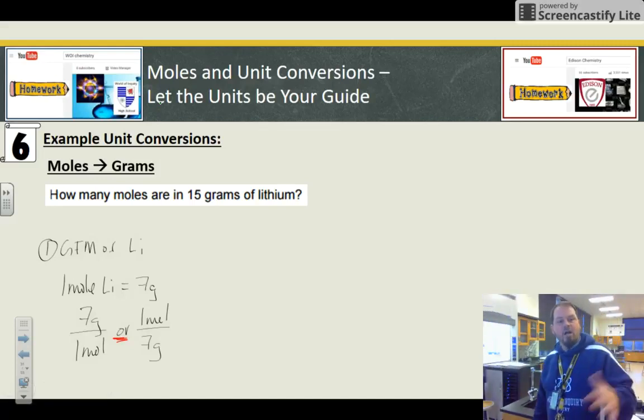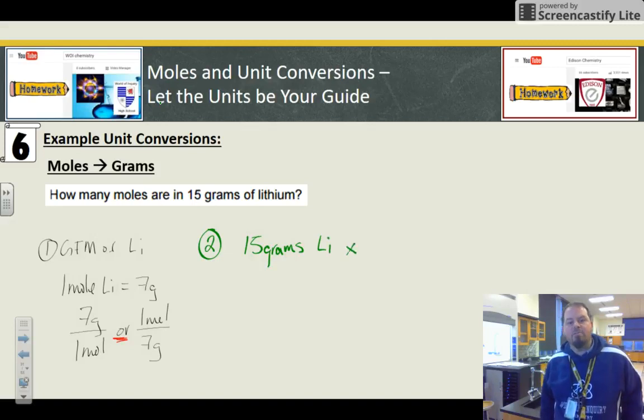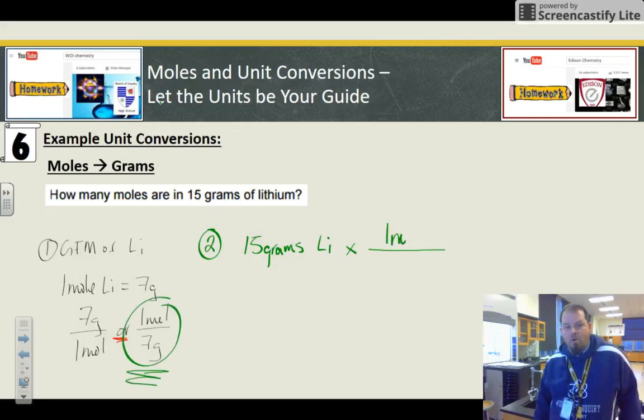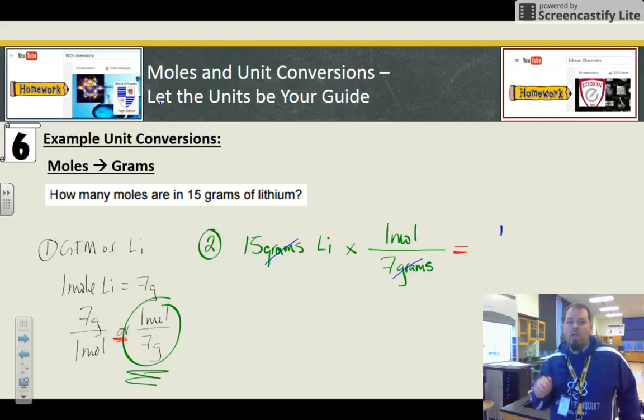Now then it says start with what we're given. I'm given 15 grams of lithium. Now, I need to use the conversion factor that has grams of lithium in the denominator so that grams will cancel out. So I'm going to use 1 mole over 7 grams. Now when you multiply fractions, you do numerator times numerator, denominator times denominator, and the denominator in 15 grams of lithium is really 1. And then your units, long way, is going to be grams times moles over grams, and then grams cancels out.